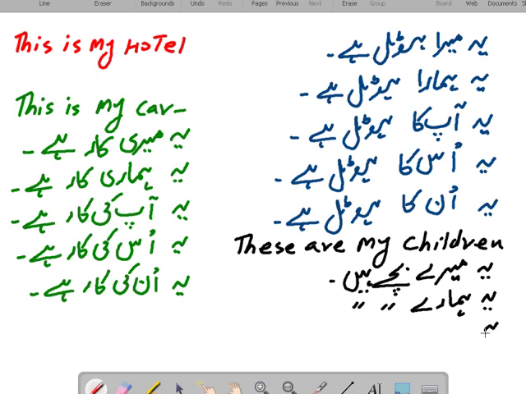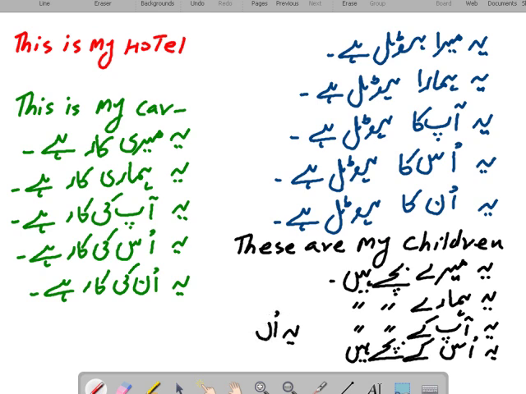These are your children. ये आपके बच्चे हैं. These are his children or these are her children. ये उसके बच्चे हैं. Or we say these are their children. ये उनके बच्चे हैं.